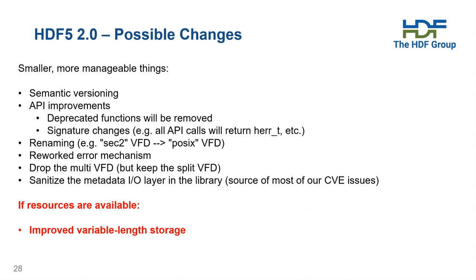So there's some renaming that I think new people find confusing, like sec2 makes sense to almost nobody, so rename it to POSIX. There's a bunch of small things that we want to go in there, and it's unclear what sorts of resources we'll have for larger things. One of the things I'd really like to get changed is improving variable length storage. I'd really like to fix that problem soon, because that causes people a lot of problems.